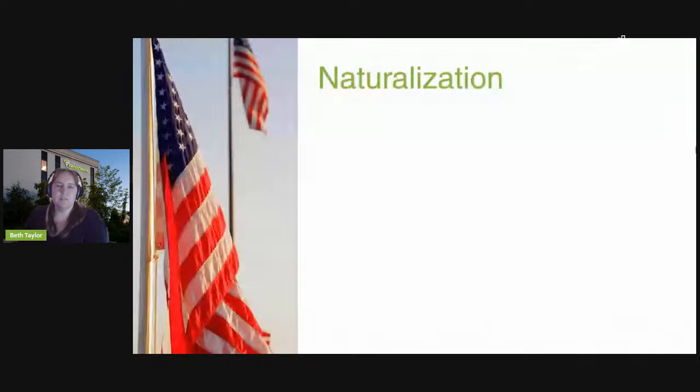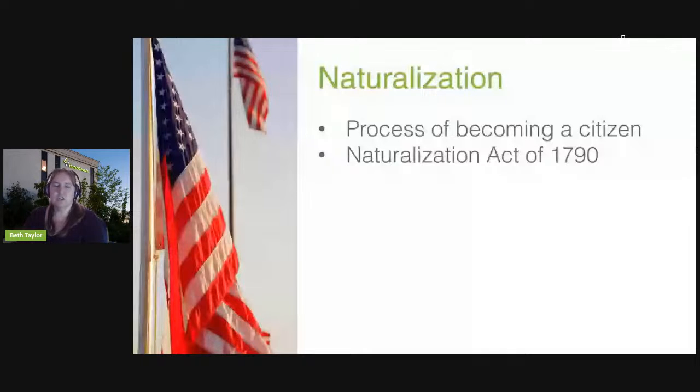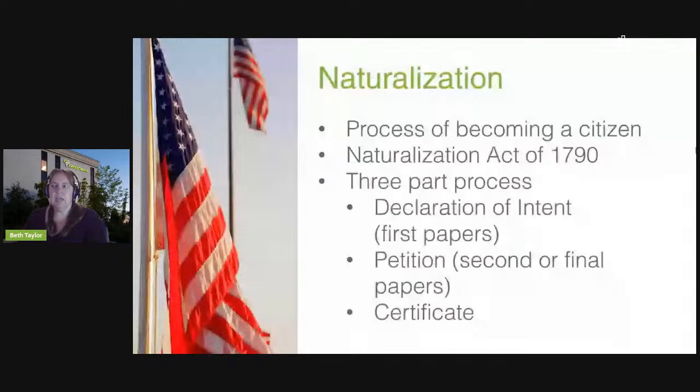Another place that you can find immigration information is in naturalization records. Naturalization is the process of becoming a citizen. The first Naturalization Act was passed in 1790, and it required a 3-part process to naturalize. So first you have the Declaration of Intent. I declare my intention to become a citizen of the United States of America and give up my loyalty to the King of Great Britain or the King of wherever.